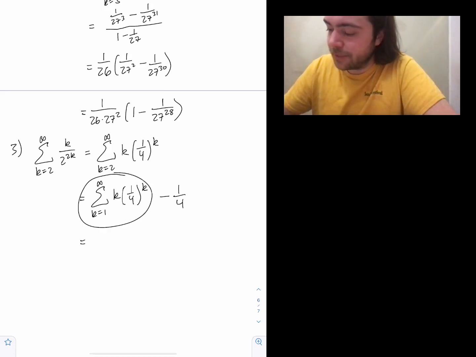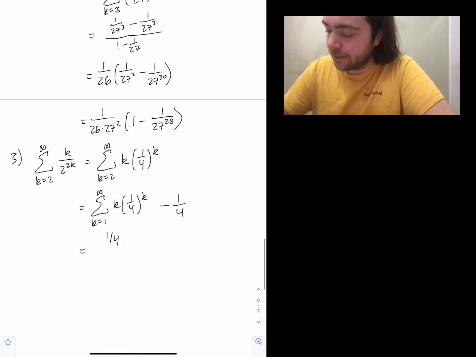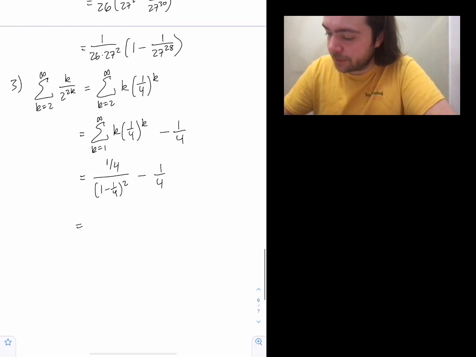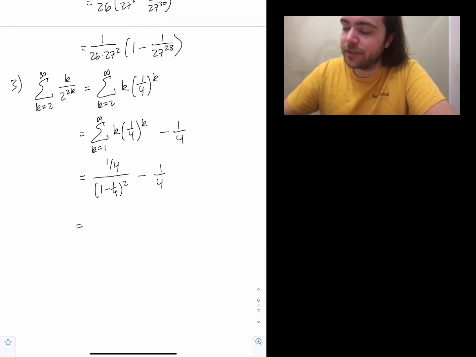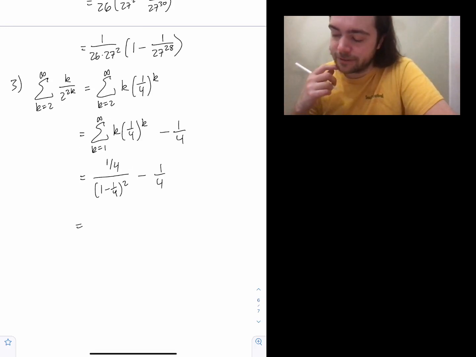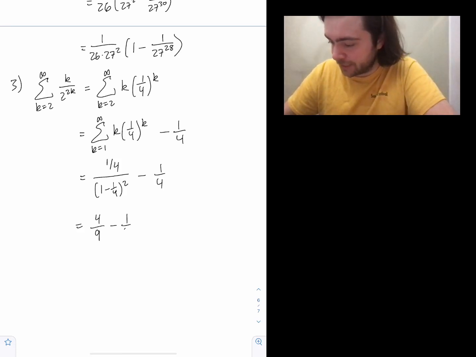Okay, and what was the sum? It was the common ratio over 1 minus the common ratio squared. Okay, so we have 1/4 over 1 minus 1/4 squared minus 1/4. Okay, so what do we get? Well, this is just 3/4 squared. Okay, one of those fourths is going to cancel here. This is going to be 1 over 9 over 4, which is just 4/9. And then we minus a 4th.